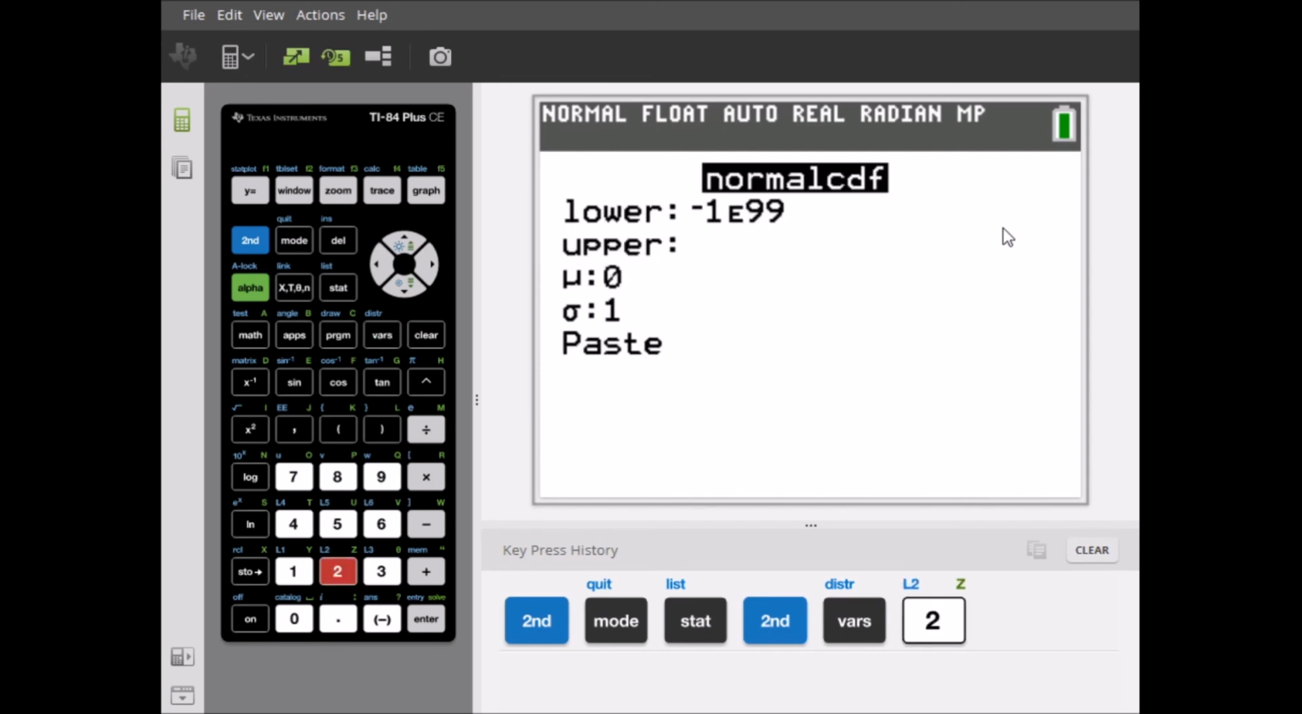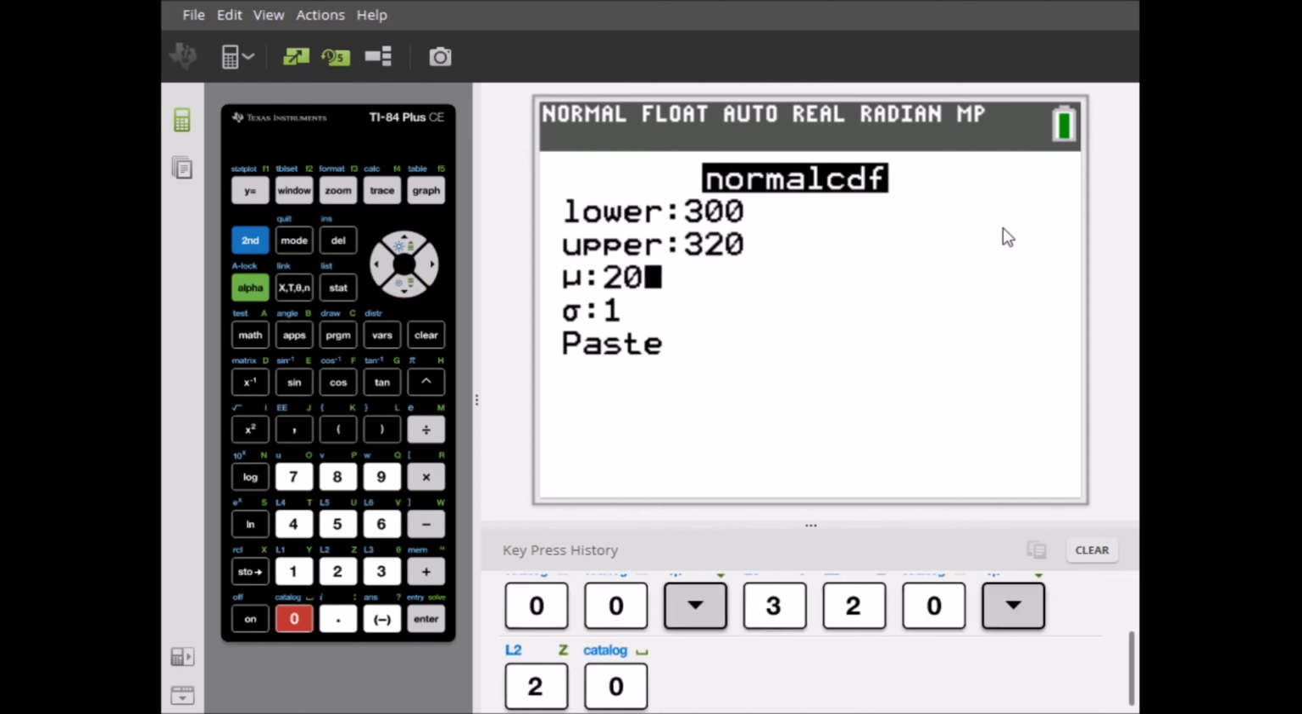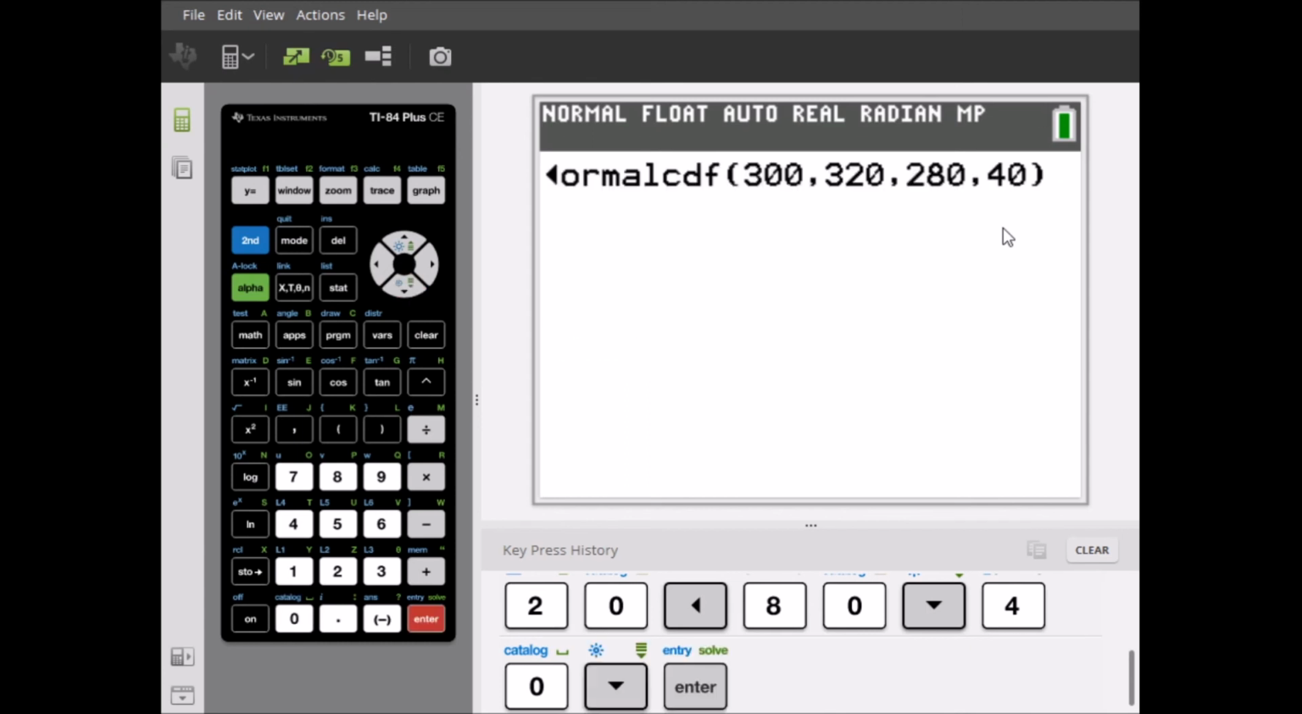So let's try exactly the same numbers that we just did. We'll put in 300 as our lower bound for this golfer's drives. We'll put in 320 as the upper bound for this golfer's drives. We use 280 as the mean, 280, I'm bad at typing on the 84. And we'll use 40 as the standard deviation. And from there we can paste this, and it gives us that same probability.